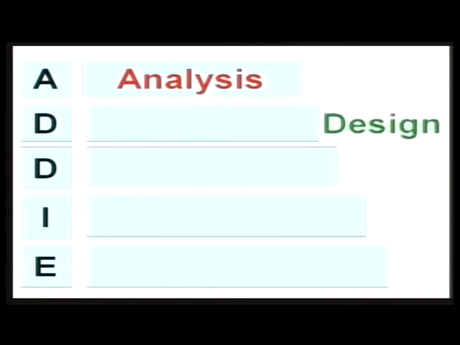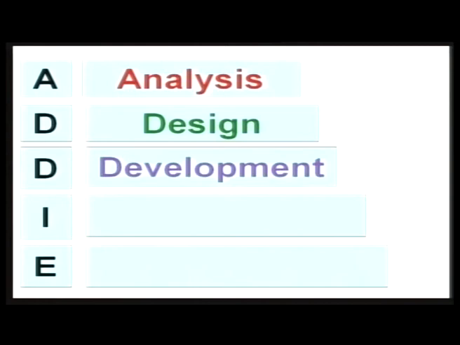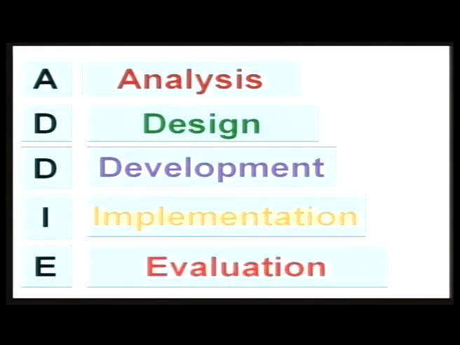What does ADDIE stand for? Let us see one by one. A stands for analysis, D stands for design, D again stands for development, I stands for implementation and E stands for evaluation. So this ADDIE model has five different phases, which are analysis, design, development, implementation and evaluation. Now let us understand each stage one by one.